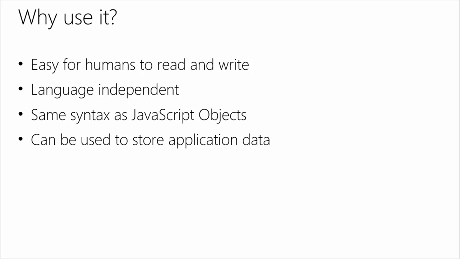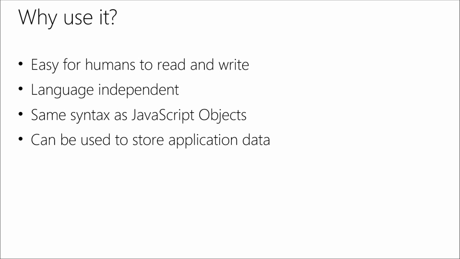So, for example, if I'm creating a web application using JavaScript, I could make a server call. I could send data over to the server using JSON and receive that back using JSON. Exactly. So some other reasons why you should use JSON. First, it's easy for humans to read and write. It's language independent. Although it uses the same syntax as JavaScript objects, it can be used with pretty much any language. And lastly, it can be used as an application storage file.